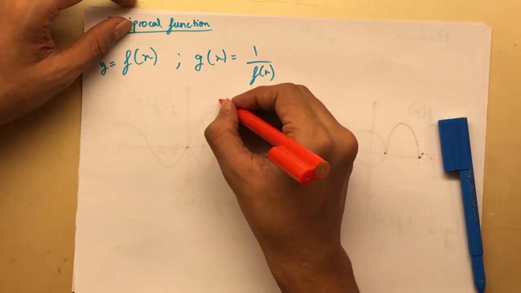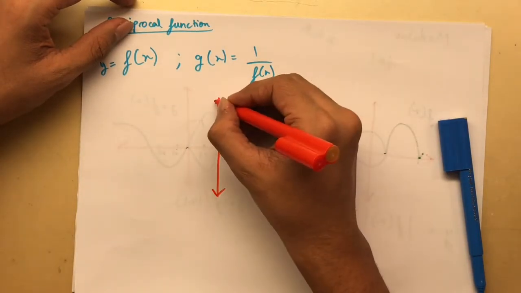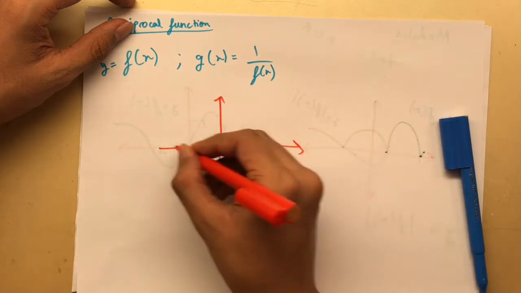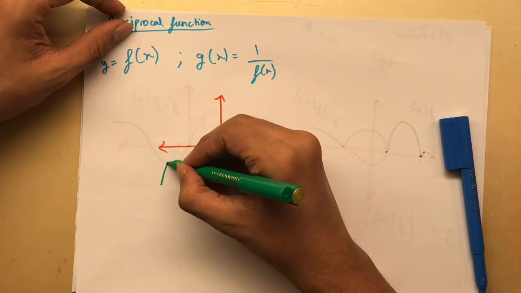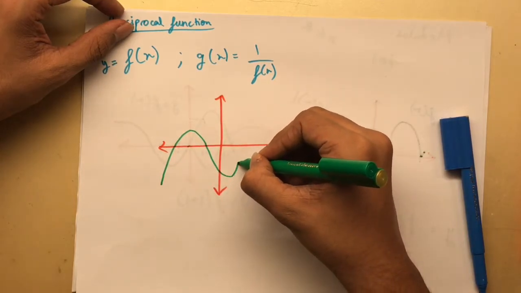So now let's say I'm given a function. I'm just going to take a polynomial function because that's relatively easier for the first example.